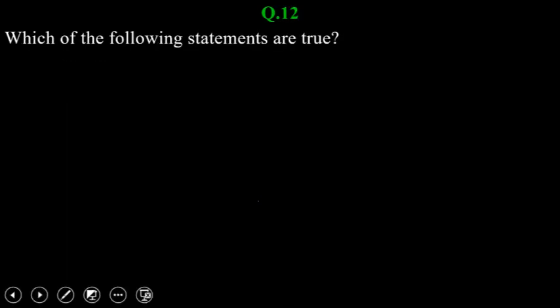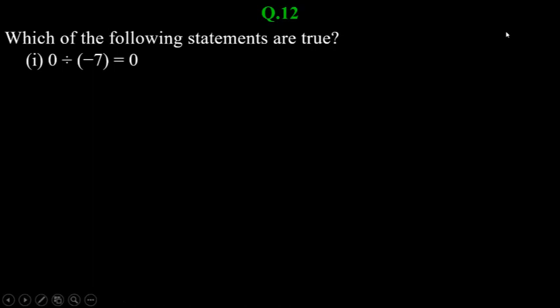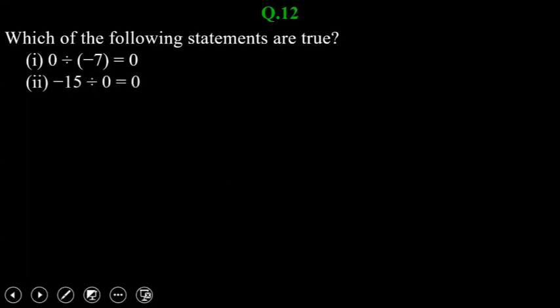Now, which of the following statements are true? 0 divided by -7 gives you 0. Okay. Ashrit, Arush, Samarth, Akanksha, Tina, correct. Okay, so it is true.